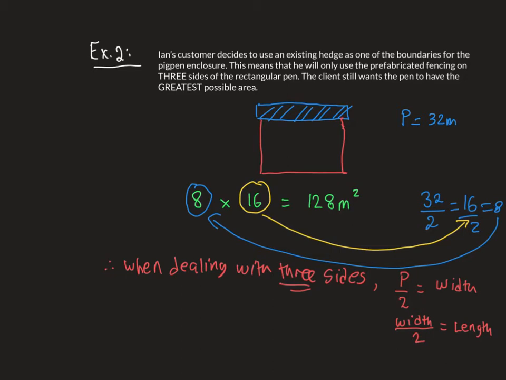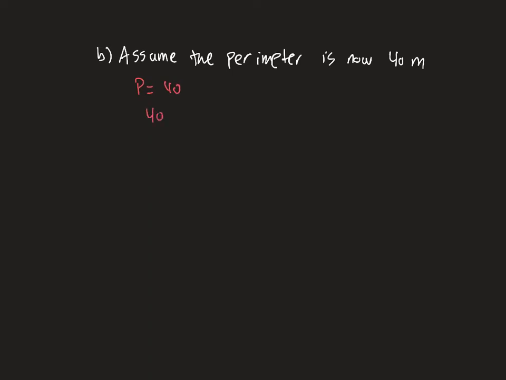So let's try a different perimeter and see how this works. So once again, for part B here, assume the perimeter is now 40 meters. Okay? So using our formula, P is equal to 40. So I'm going to do 40 divided by 2, which is 20 meters. This is my width.